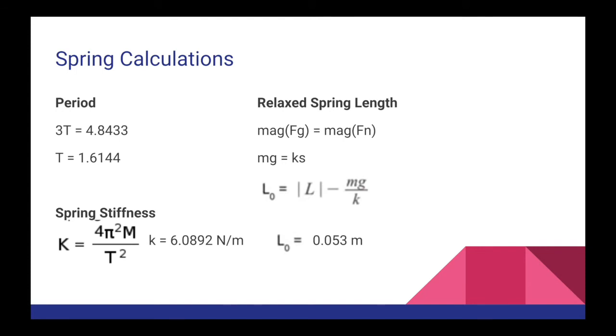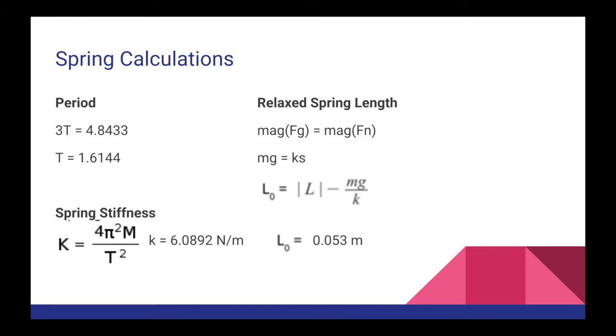The spring stiffness we have solved to be K is equal to 4 pi squared times the mass of the object all over the period squared. Since we already calculated the period in the previous step, we know that K is equal to 6.0892 Newton meters.